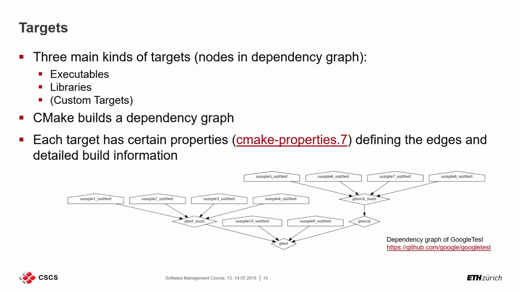So for example, this is from Google Test, the dependency graph of the samples that are there. So the basis of Google Test is the gtest library. Some executables, some samples directly depend on gtest. There's another library which is on top of gtest, so it links to gtest, and then these samples link to these libraries and implicitly to the gtest library.